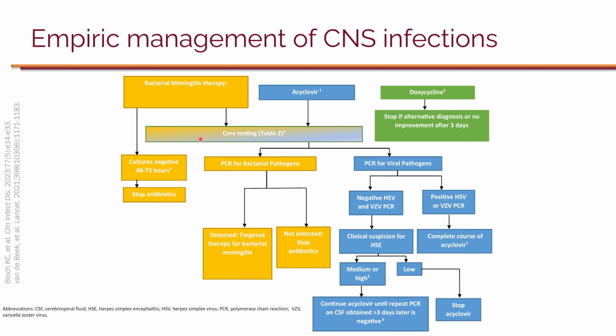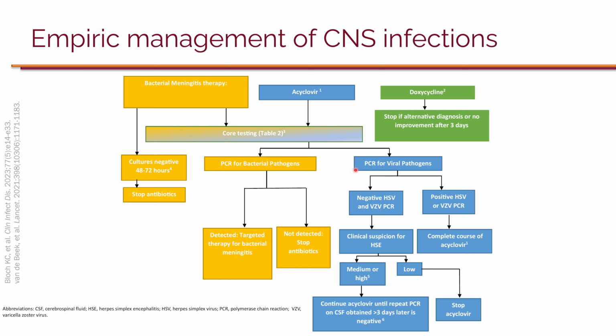And then once empiric therapy is started, if the cultures are negative within 2 to 3 days, we can stop antibiotics if no bacteria were identified. We can also use PCR for rapid diagnostics, and if nothing has been detected on PCR, again, we can stop antibiotics. But if something is detected, we can change empiric antibiotics to target the specific pathogen.